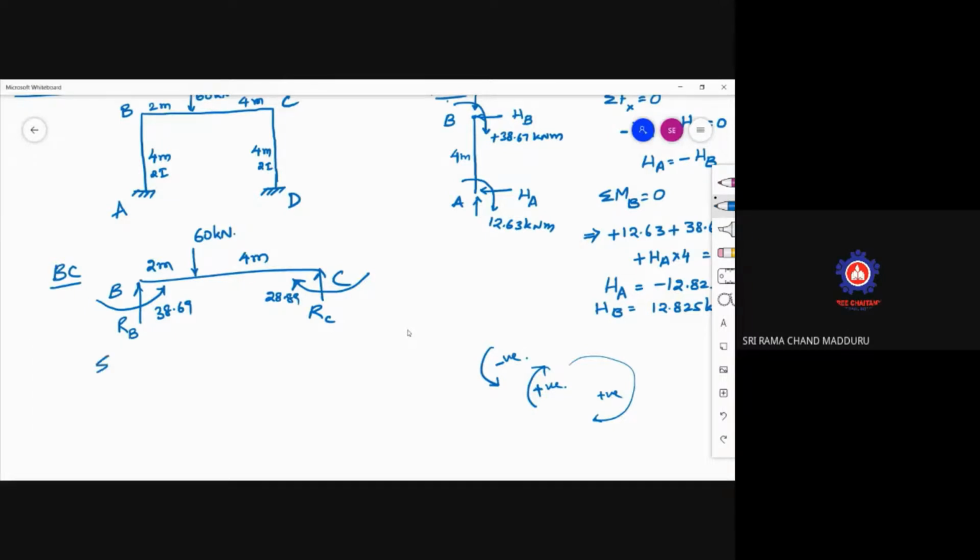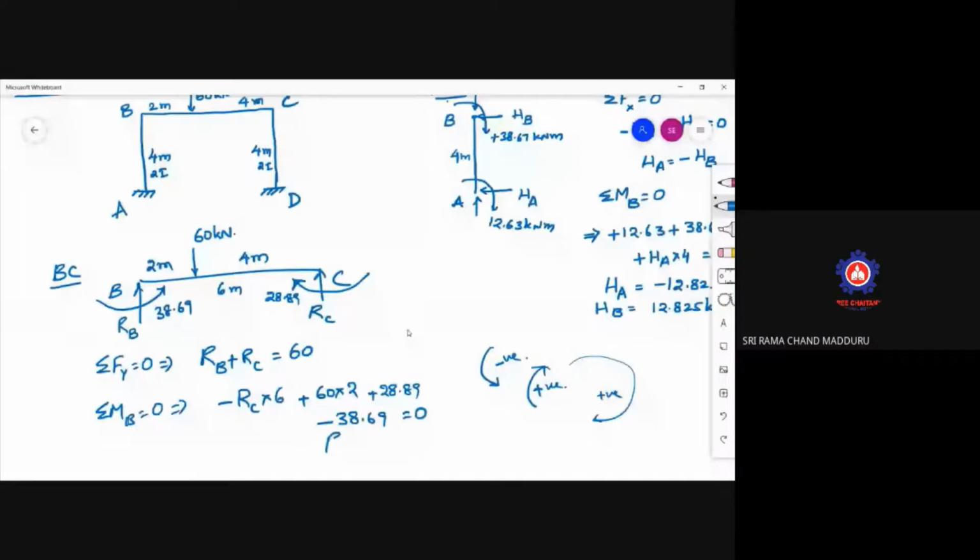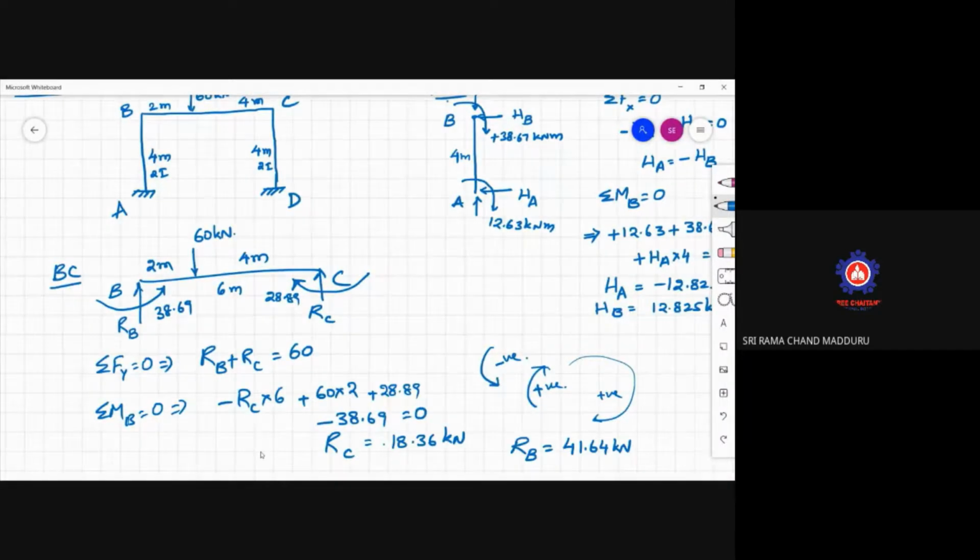Writing down sigma Fy is equal to 0, RB plus RC is equal to 60. Taking moment about B is equal to 0, minus RC into 6, the distance is 6 meters, plus 60 into 2, plus 28.89, which is a clockwise moment, minus 38.69, an anti-clockwise moment, is equal to 0. Just write down taking moment about B is equal to 0, that's it. We got RC and RB values.